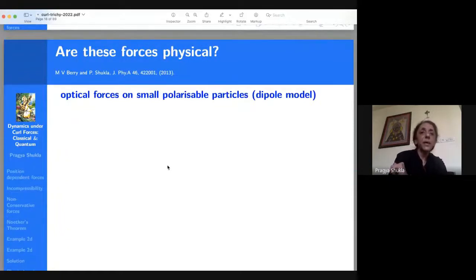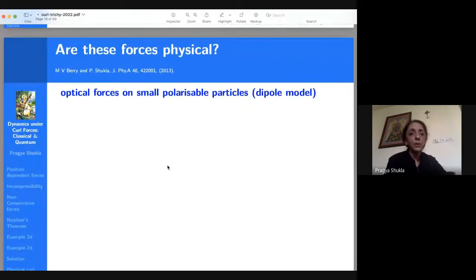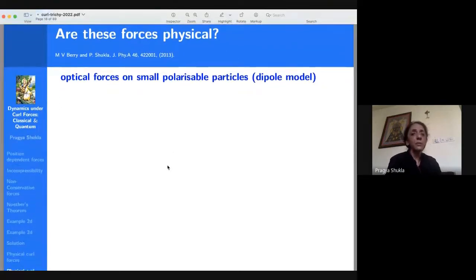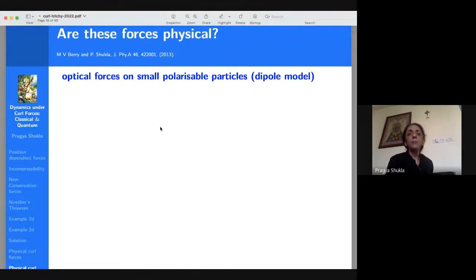One is where I summarize, the other where I give mathematical details. So first, let me summarize what I'm going to do, because I'm never sure how much time I'm going to have. So basically, I'm going to talk about optical forces on small polarizable particles using the dipole model, because a polarizable particle need not always be a dipole. They can be higher order multipoles also. Let me just say that this work was published in 2012 in Journal of Physics B.